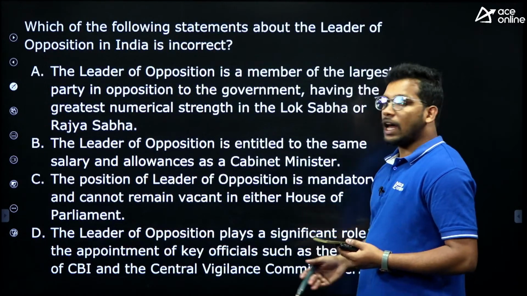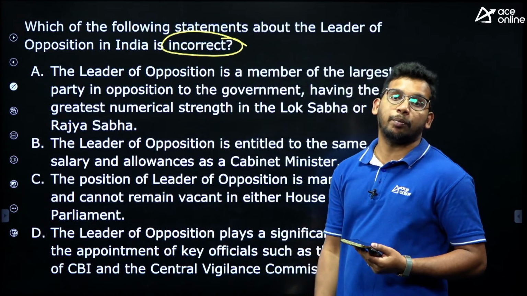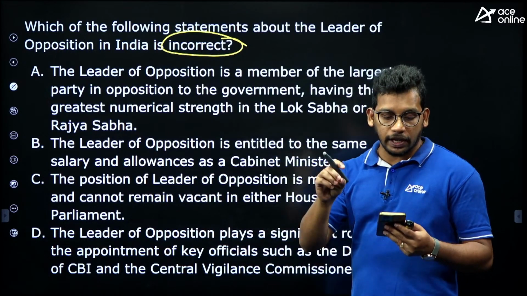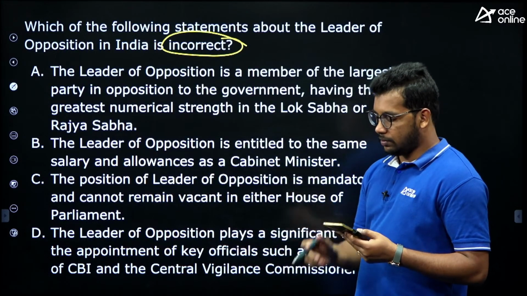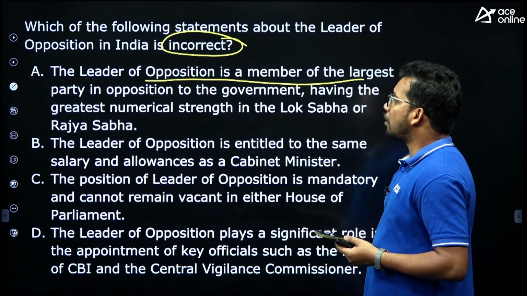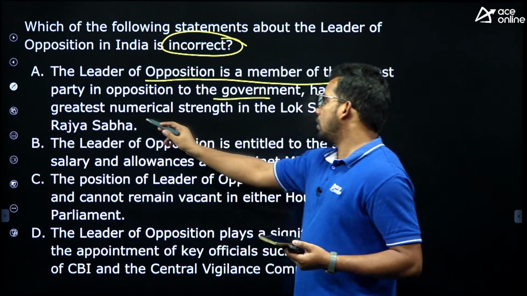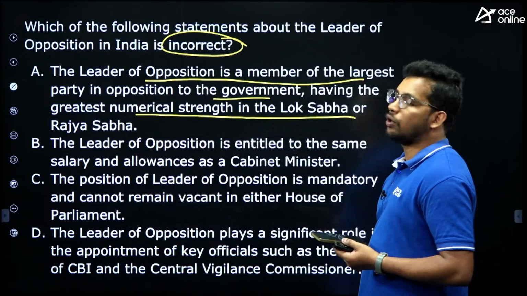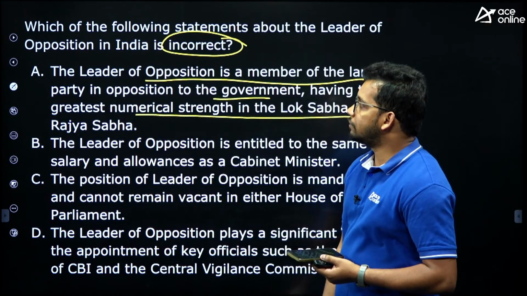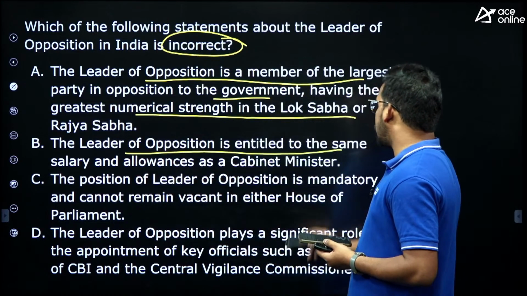Next one, there are 4 statements about the leader of opposition, and you need to choose the incorrect statement out of the 4. The leader of opposition is a member of the largest party in the opposition to the government, having the greatest numerical strength in Lok Sabha or Rajya Sabha. So this is the first statement. The leader of opposition is entitled.